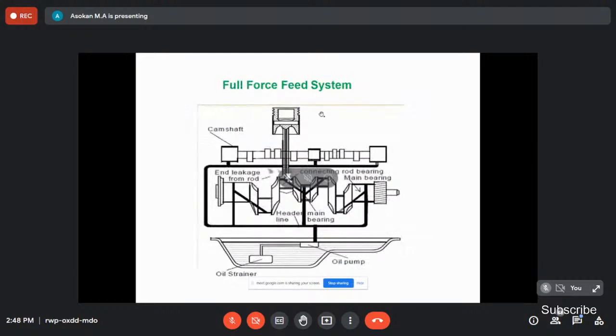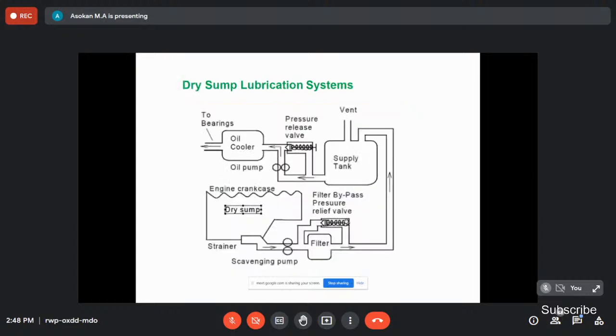And this is a full force feed system, so there is no splash here. All the moving parts, like the bearings and the camshaft, are connected. There are holes built in, so the pump supplies the lubricating oil from the sump to all the moving parts. So this is the effective lubrication system.